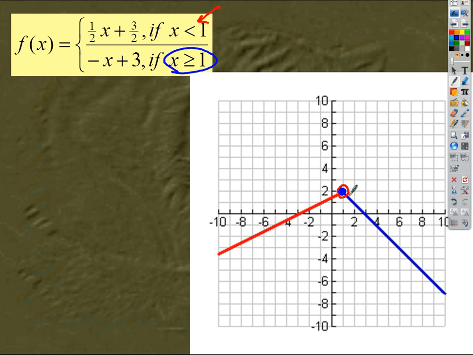Yes? If we were doing this in pencil and we had to do that, would we just draw a circle and fill it in, or do we have to use different colors? No, that's fine, circle and fill it in, yeah.